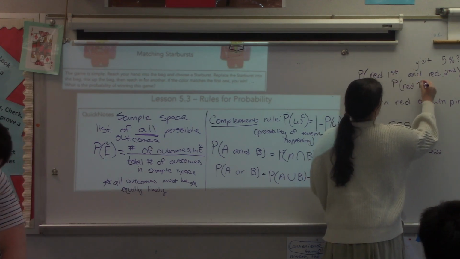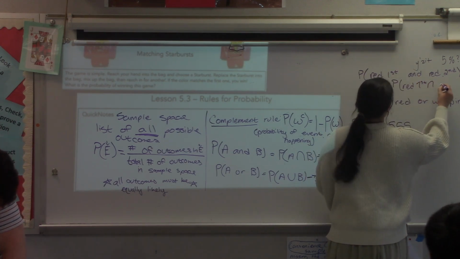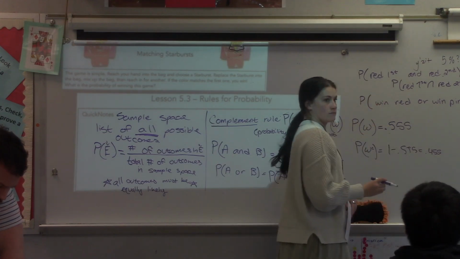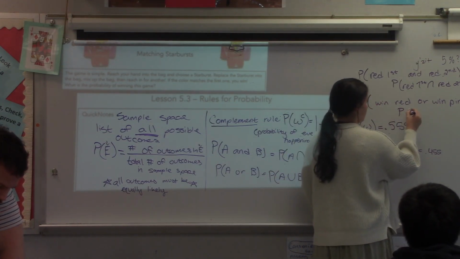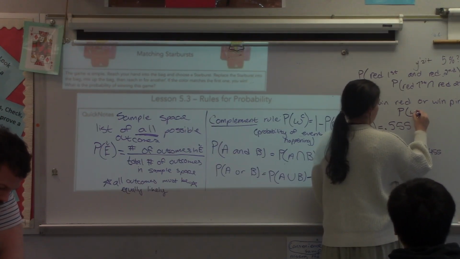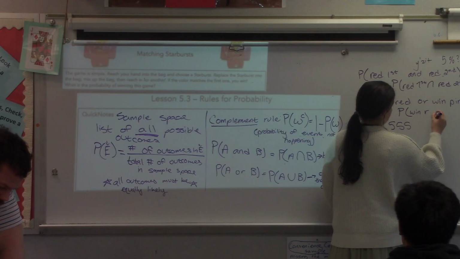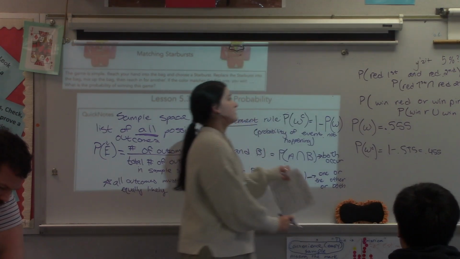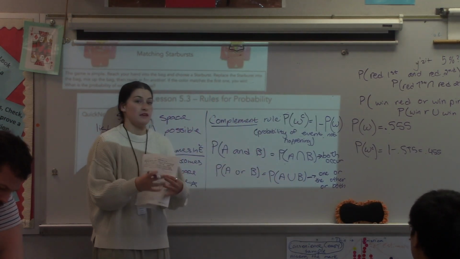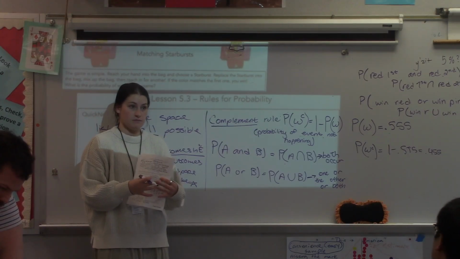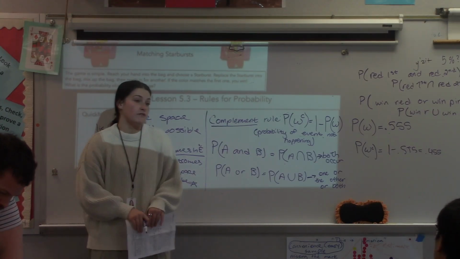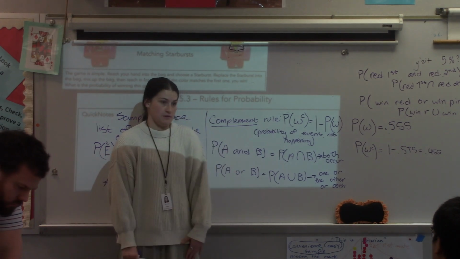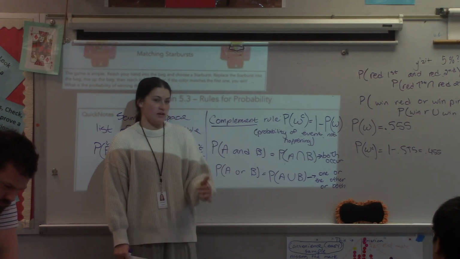Red, I'm just gonna write red one, like that. And red second, right? And then this one, the probability of when red or when pink. So, with and, that means both of them happen, okay? With or, you could have one happen, you could have the other happen, or both of them happen. Okay, we're gonna show it in a Venn diagram.